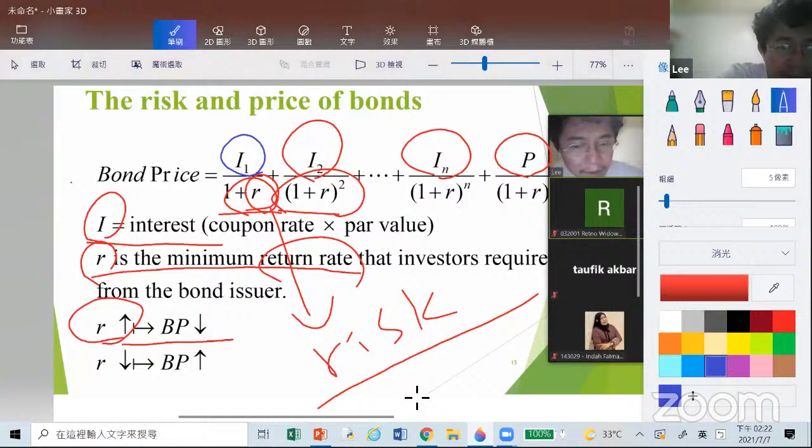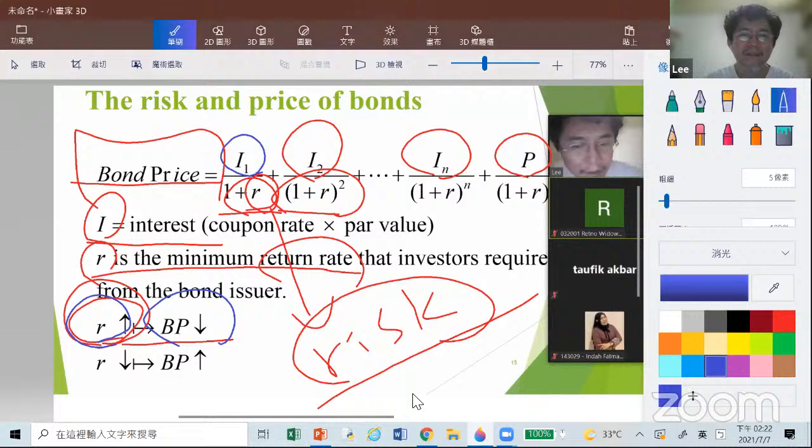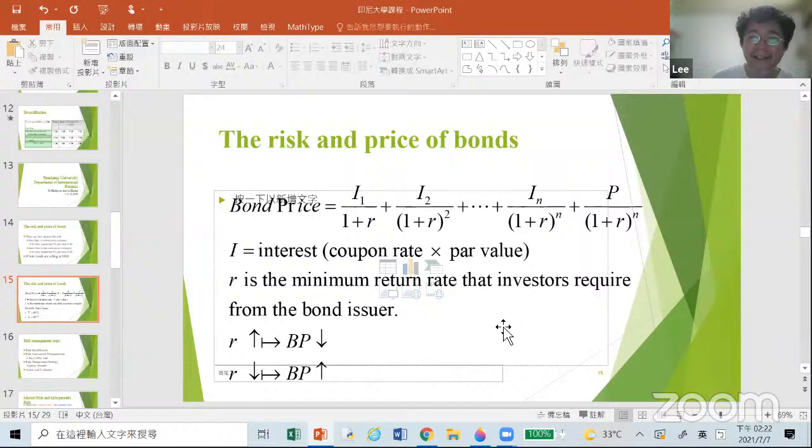So if the risk is higher, I will require the R to become higher, and finally the bond price will reduce. So if the company has a higher risk and provides the same terms, then I will require the company to reduce the bond price. It means you have to provide a lower price, otherwise I will just purchase another company's bond, not from you.